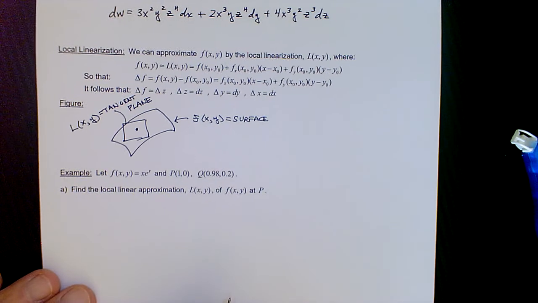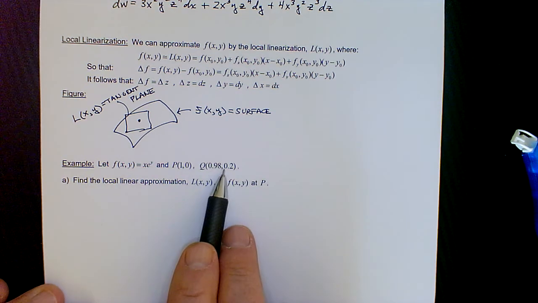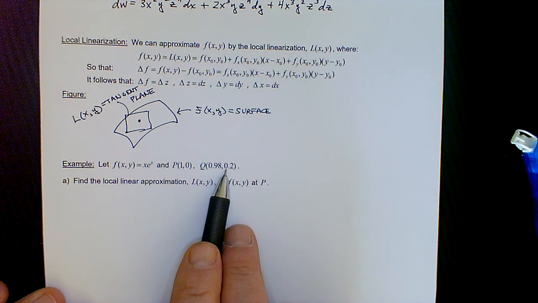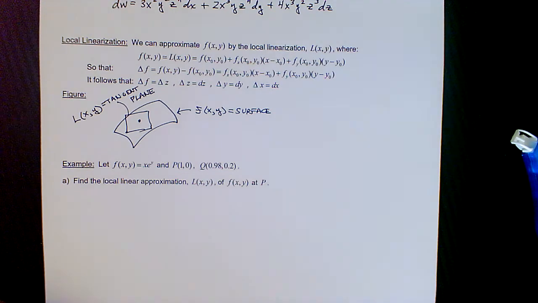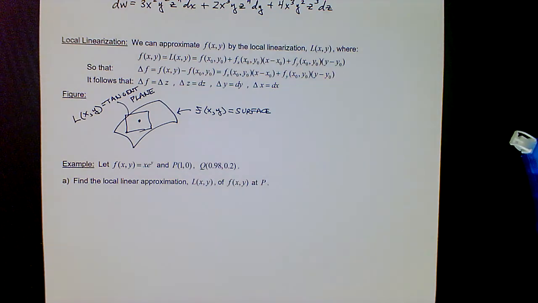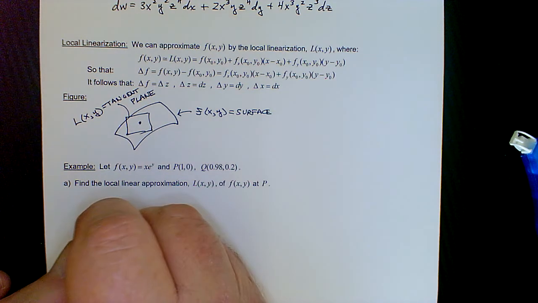So start with a given function, a point P, and then a point Q that's pretty close to P, and it says find the linear approximation of the function at that given point. So if we look at the definition for the linear approximation, I'll rewrite it here.